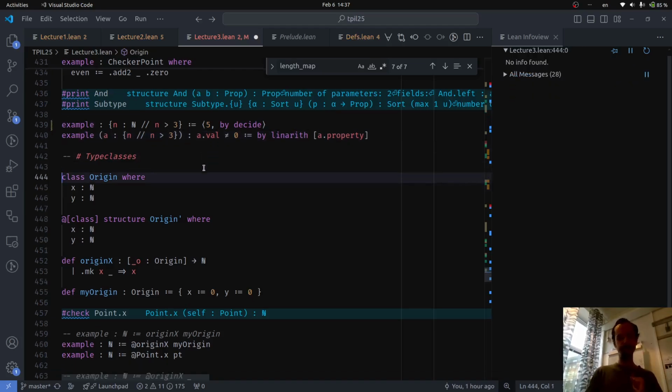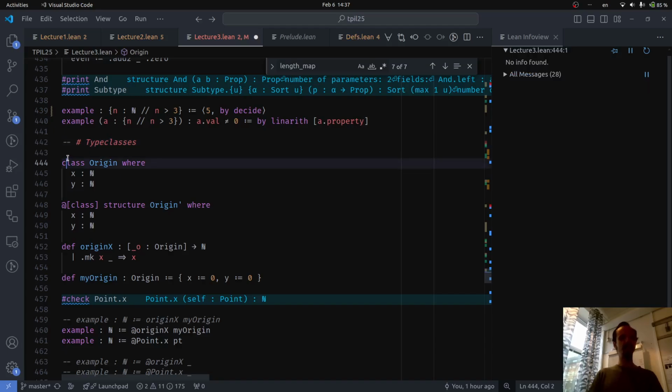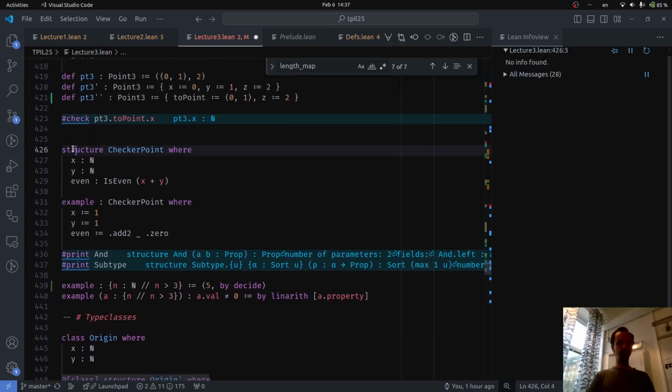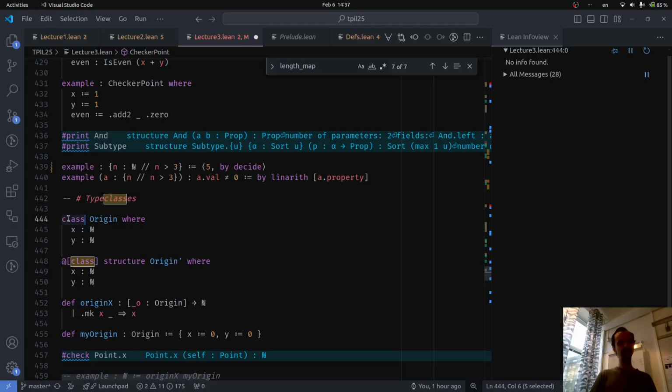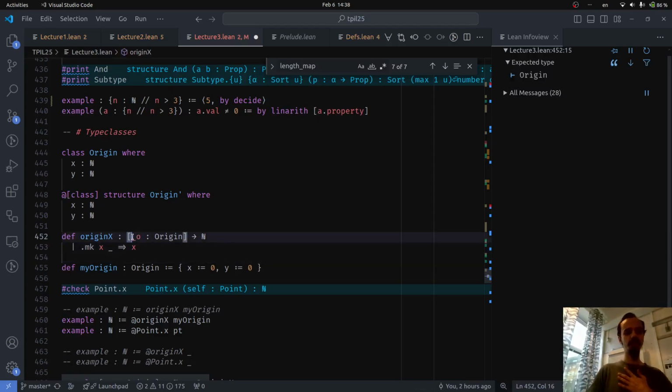Alright, so our last topic for today is type classes. The syntax for type classes is very similar to that for structure. You just replace the word structure with class, and that's basically the same as this here. So this is an attribute. It's just modifying some additional data, but otherwise it's exactly the same as a structure. So what is the difference? It also pairs with this other thing, which are type class implicit arguments.